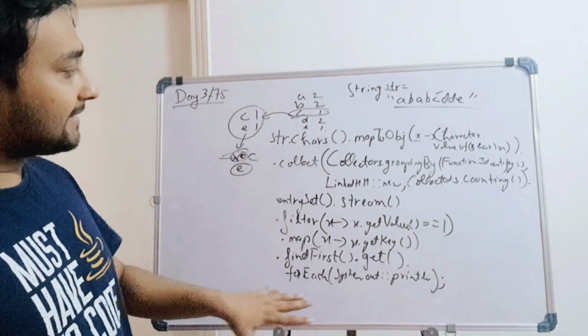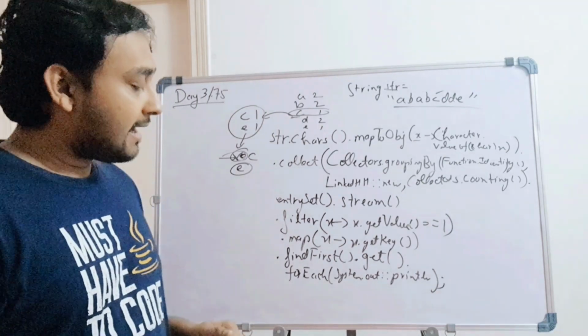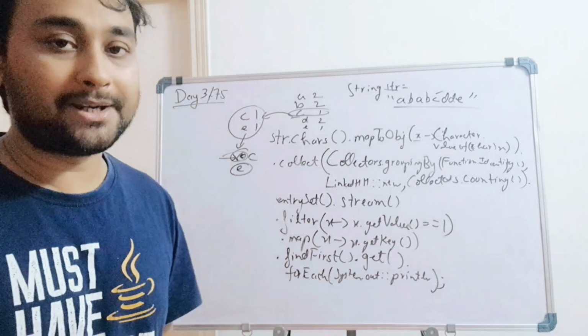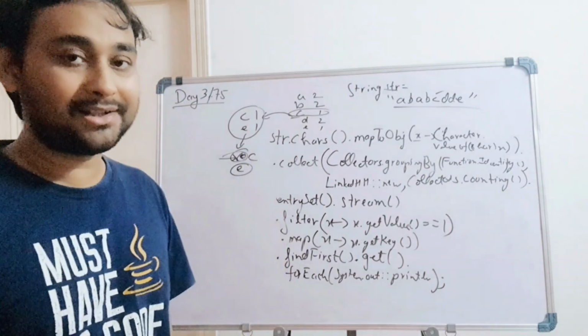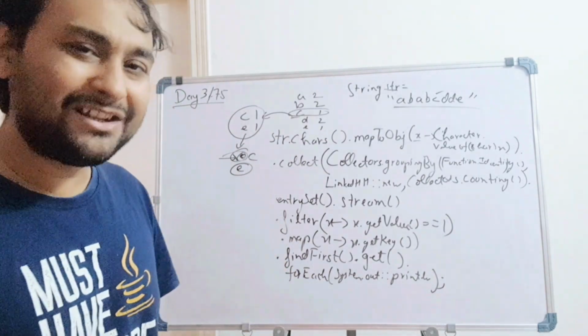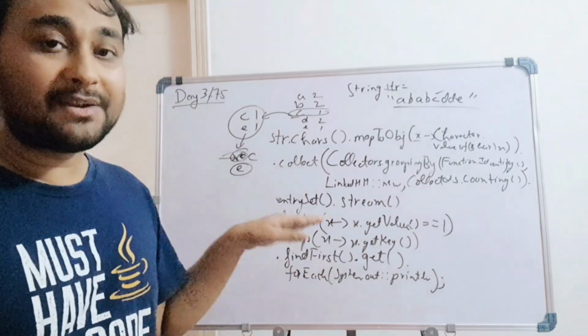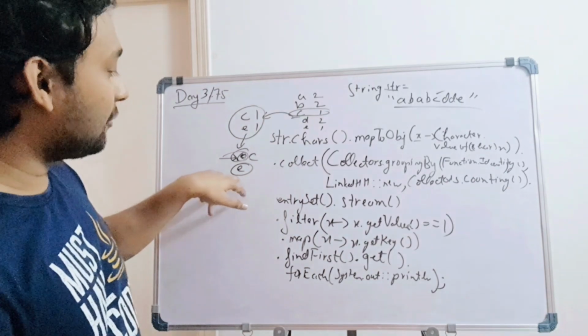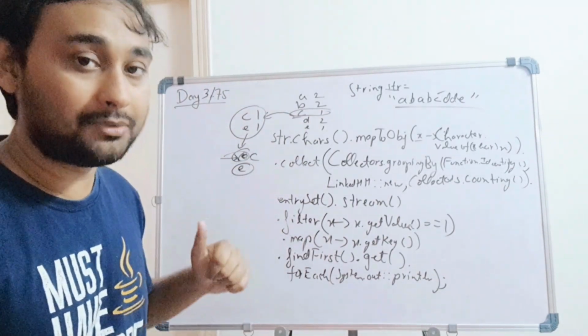Now this has been implemented properly, but let's suppose I want the second non-repeating character. Then how can you do that? Can you print the second non-repeating character? Is there any way to find it out? findFirst will tell you what is my first non-repeating character, but let's suppose I want to print this E. I don't want to print C, I just want to print E. How will you do that?